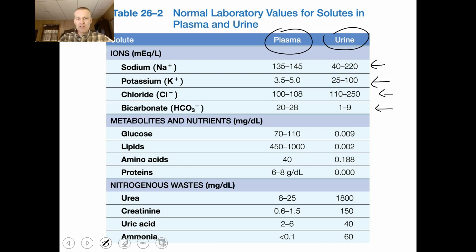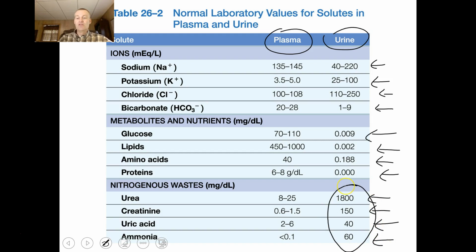If we look at nutrients and other substances like that, very little sugar is in urine. Very little lipids, very little amino acids, and hardly any proteins at all unless you have some disease state. If we look at nitrogenous waste, there are huge amounts of urea, huge amounts of creatine. This is a product that's often found in muscle metabolism. Uric acid is very high, and ammonia is very high in urine. This is another reason why you don't want to drink it: it's mainly made of waste products.